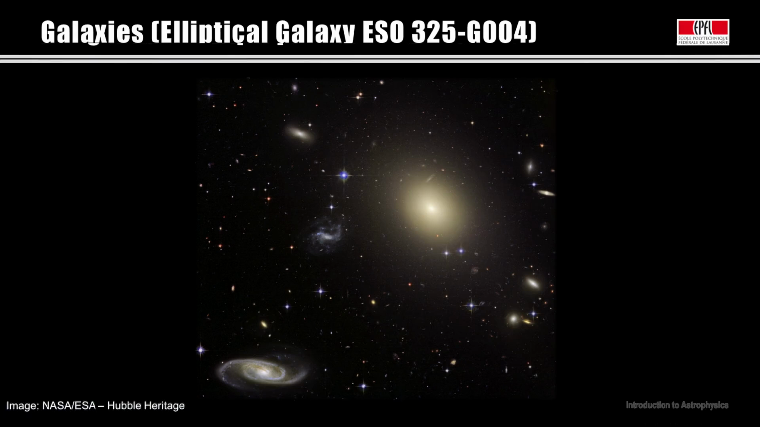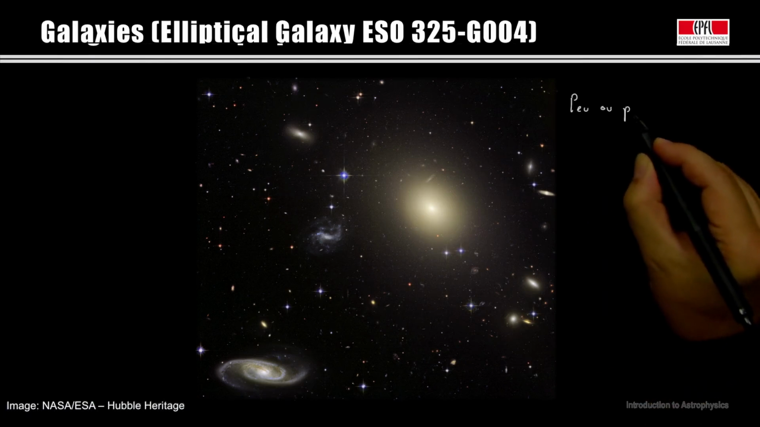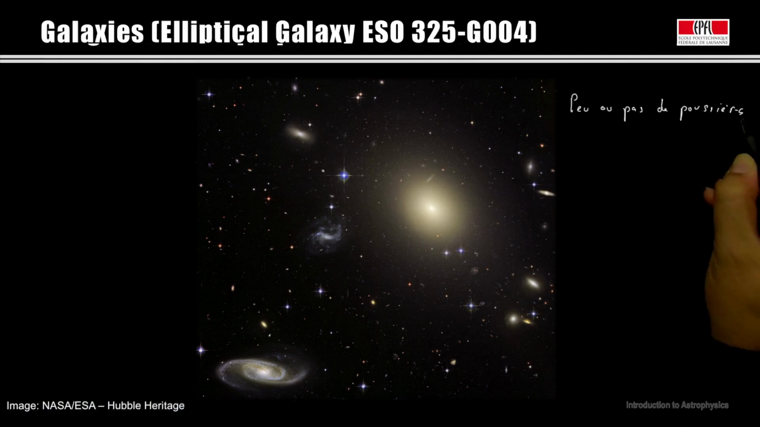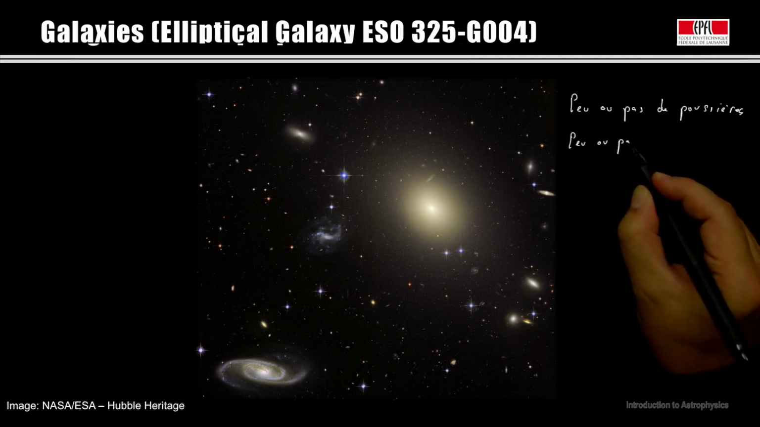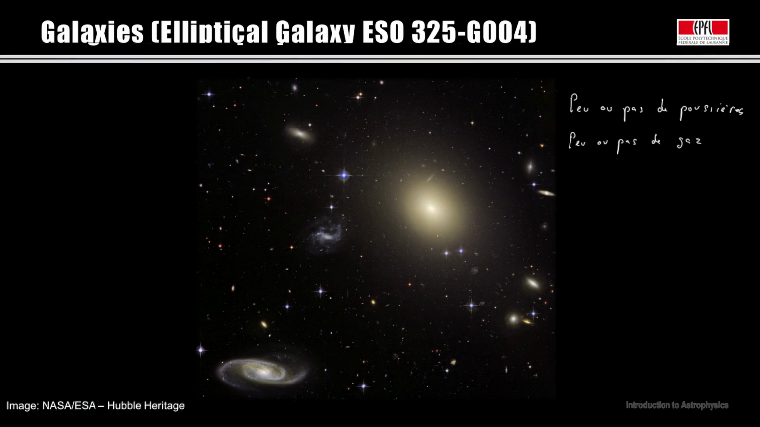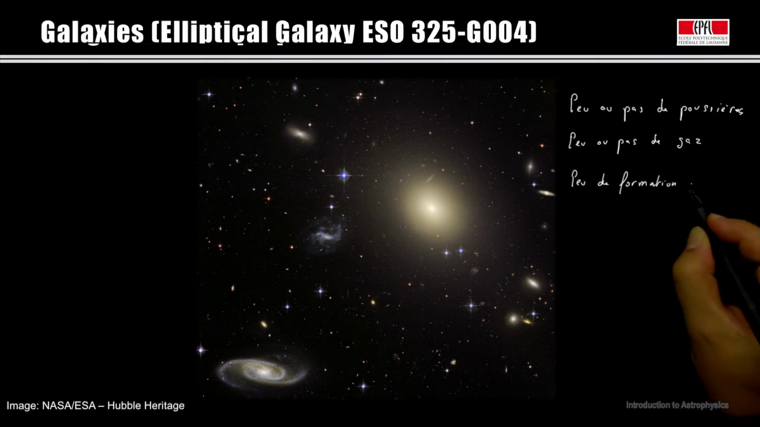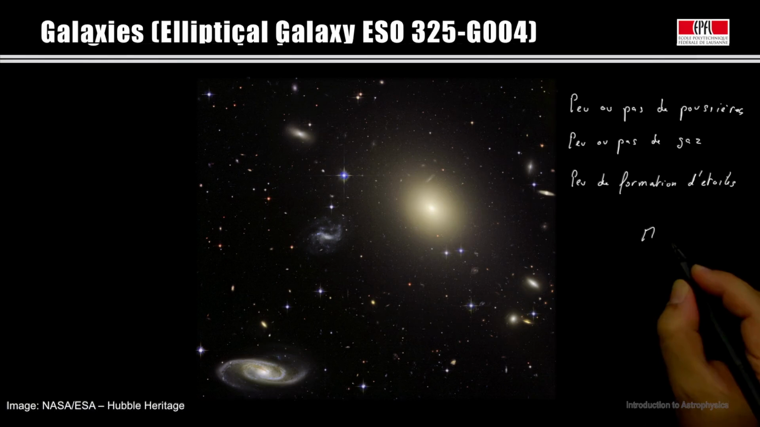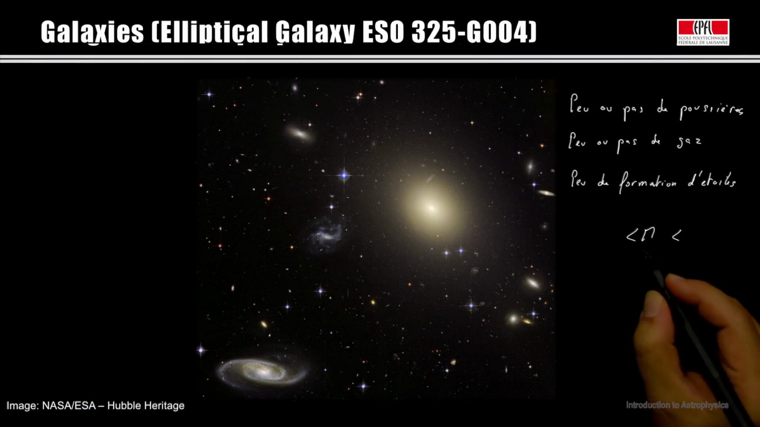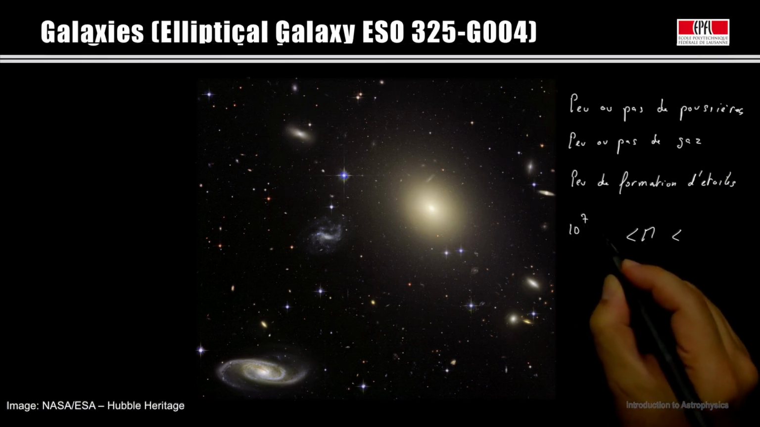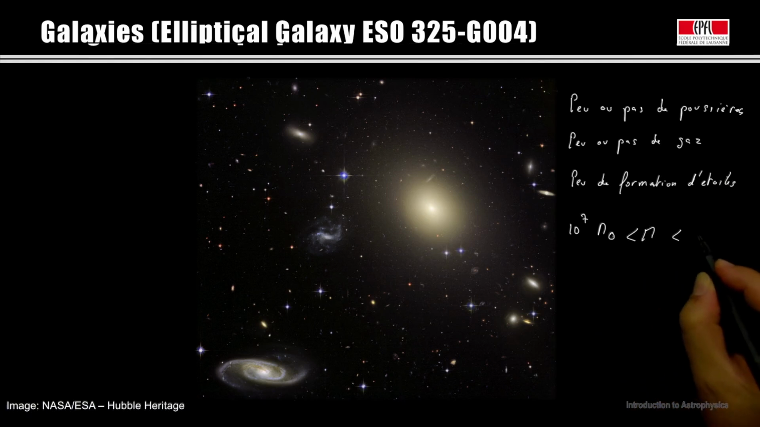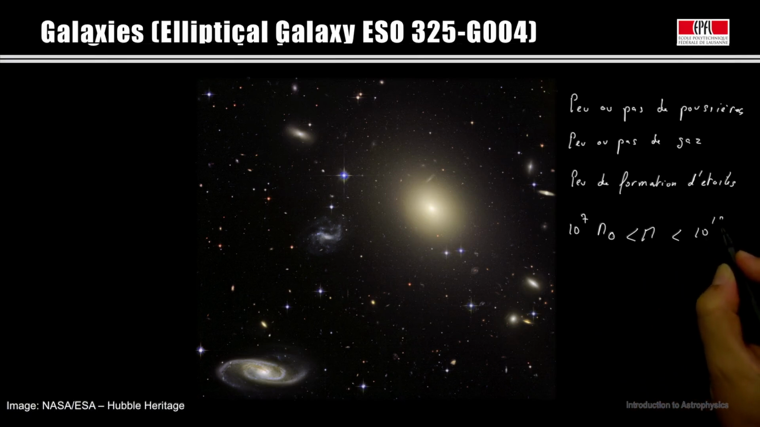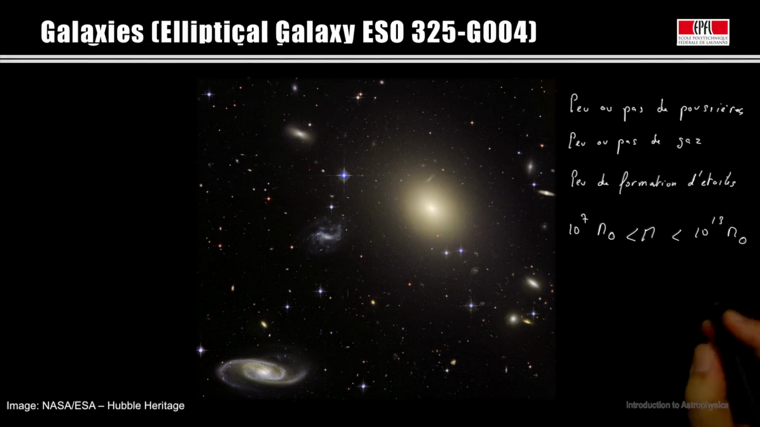Contrary to spiral galaxies, they contain little or no dust. They also contain little or no gas and form only a few stars. Their masses cover a much wider range than spiral galaxies, between 10 to the 7th and 10 to the 13th solar masses. They are generally encountered at the center of clusters of galaxies.